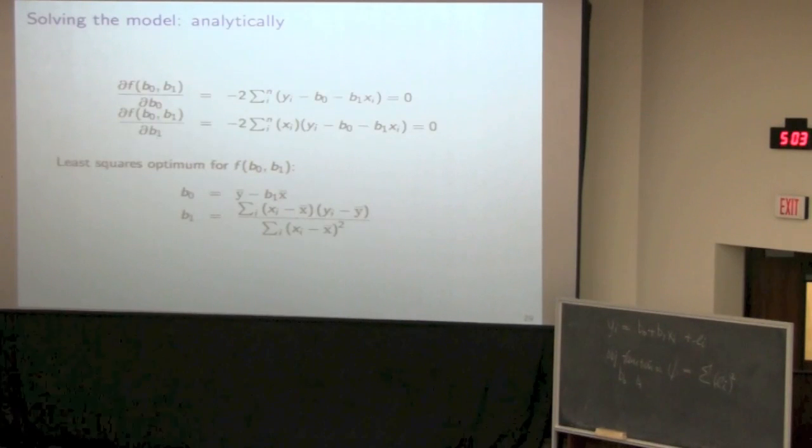So there they are. There's the derivative of the objective function with respect to b0. And the second line is the derivative of the objective function with respect to b1. And if we set those equal to zero, and solve two equations in two unknowns, with a little bit of mathematical manipulation, you get the equations for b0 and b1. We get very, very simplified equations for them.